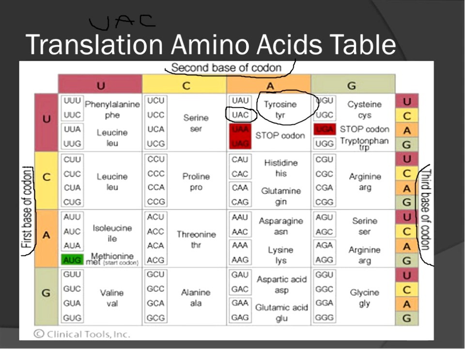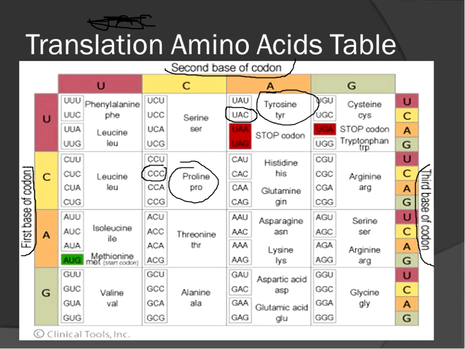UAC. So which amino acid? It's one of those crazy words you see on there. Good job, Kaylee. Yep, Catlin, that's the abbreviation for it, but you got it. Tyrosine. Look, UAC is tyrosine. That's one of the amino acids. Let's say we have a code of CCC. What's CCC? Yep, here it is. You can look this way too. CCC is proline.